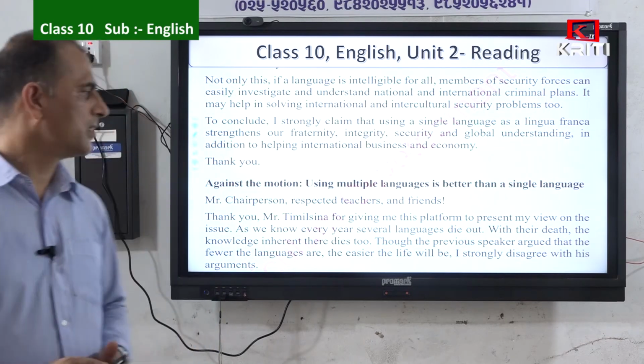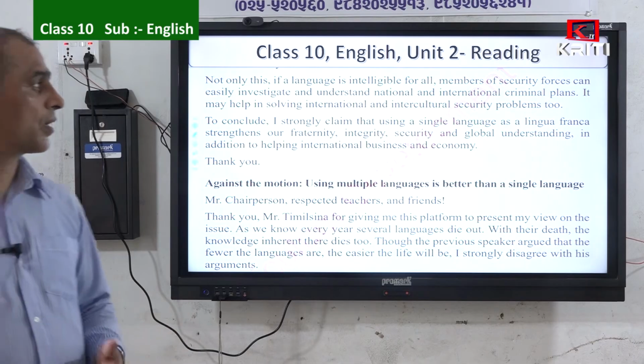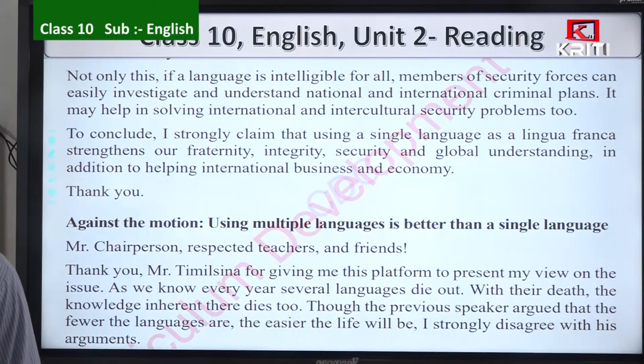Karma again says that in criminal plans, people are using different types of languages. If there was a single language, then it wouldn't be difficult for security personnel to find out what plans they are making. In such cases, a single language is beneficial. It is useful and it is better.